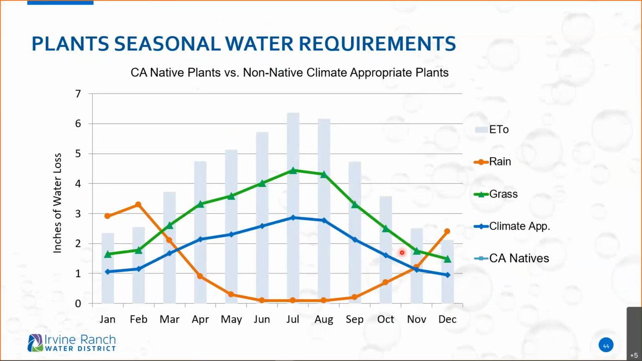Now, what did the natives do? Let's look at what the natives like as far as water. As you can see, our California native plants follow that rain bell curve. So as our climate appropriate Mediterranean plants require water in the summer, our natives are starting to go down as far as needing that water. Their water use really, really shrinks down.